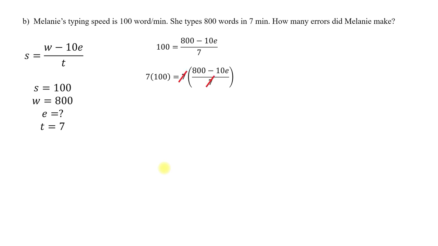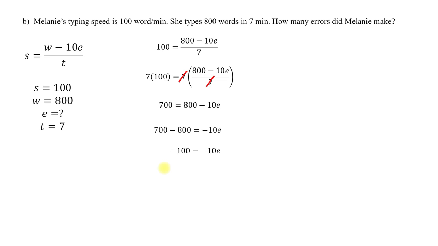On the right-hand side, our 7s will cancel out, and our equation will simplify a bit to 700 equals 800 minus 10E. We can bring the 800 over to the left-hand side. Gives us an equation of 700 minus 800 equals negative 10E. Reduces to negative 100 equals negative 10E.